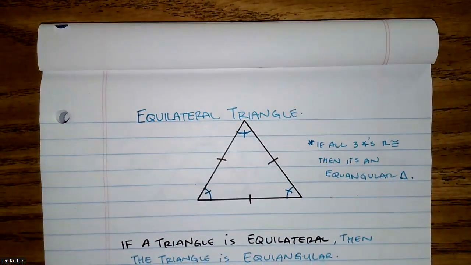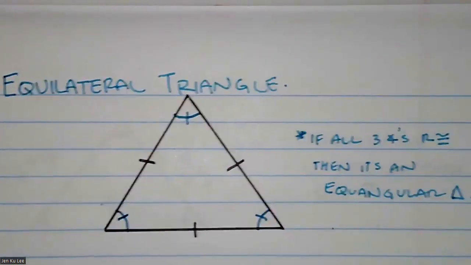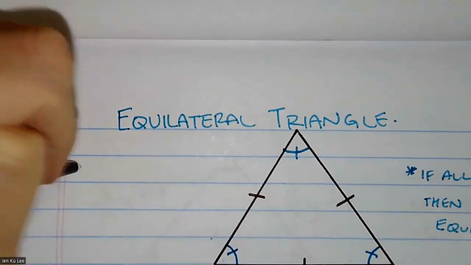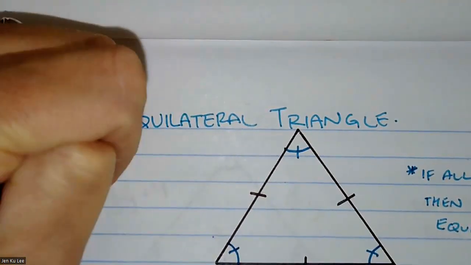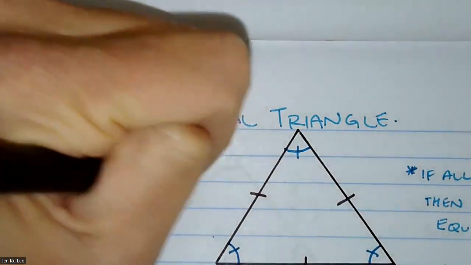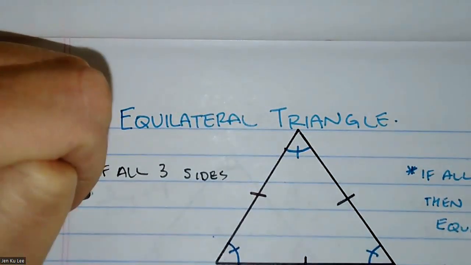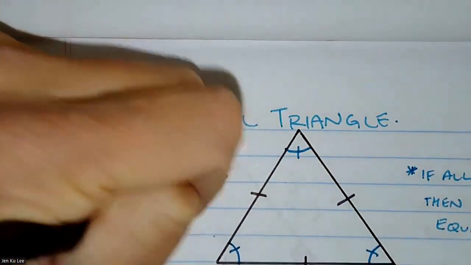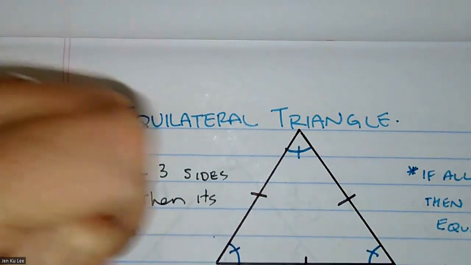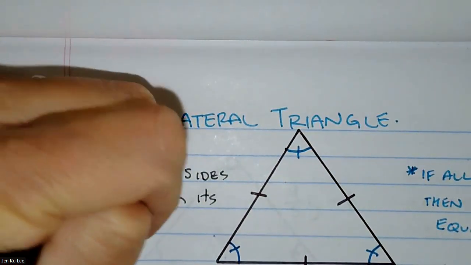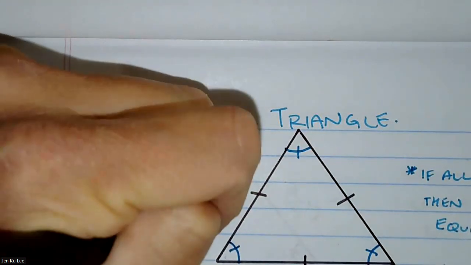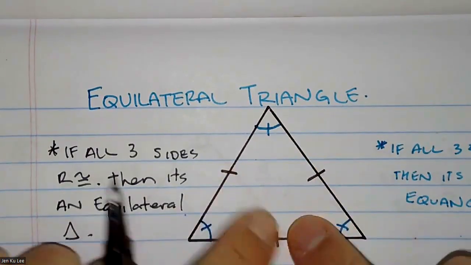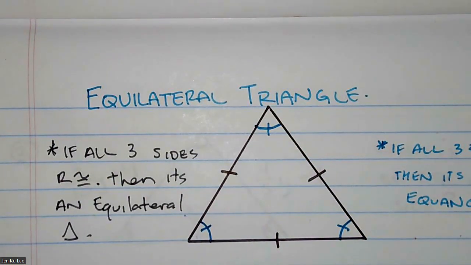Okay? If all three sides are congruent, then it is an equal angular triangle. And again, if all three sides are congruent, then it's an equilateral triangle. All right? So if all three sides are congruent, all three angles are congruent.